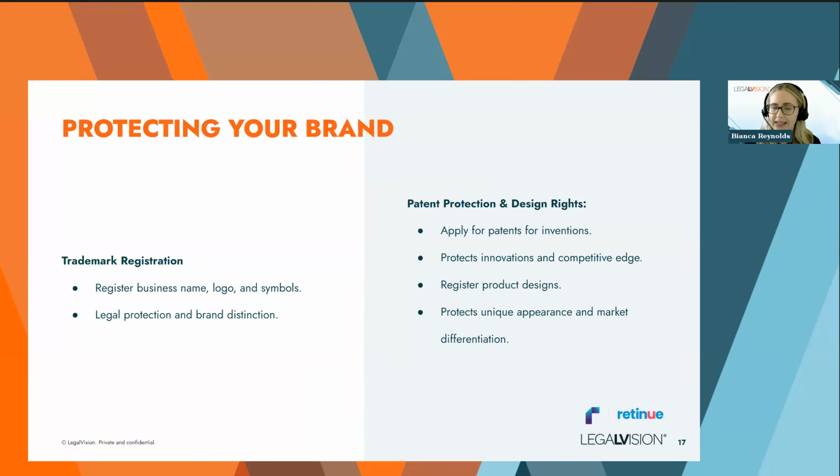It protects your brand identity and helps to ensure that you remain distinct in the market. If you've got an invention or a unique design as part of your business, have a think about if you can apply for patent protection or design right protection, again, to help prevent others from being able to copy the look of your product and ensure you can maintain that market differentiation.